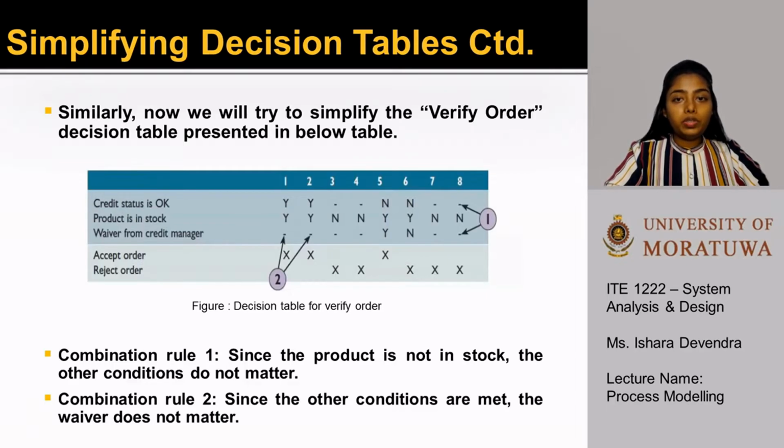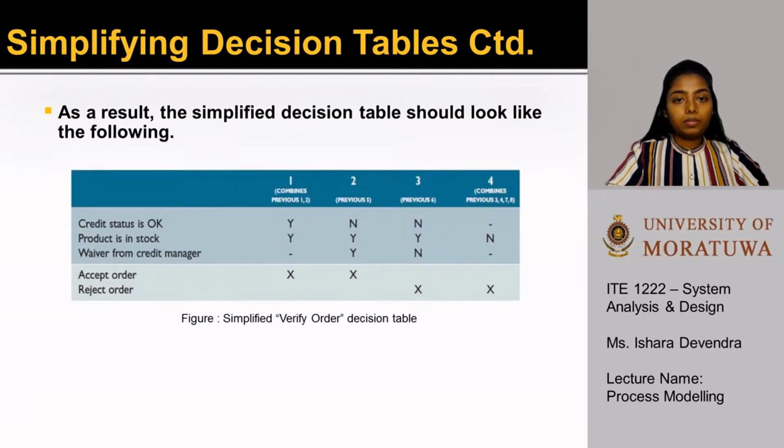Similarly, now we'll try to simplify the verify order decision table that we have already discussed in the previous slides. There are 2 combination rules that we can consider here. The first one is, since the product is not in stock, the other conditions do not matter. And the second combination rule is, since the other conditions are met, the waiver does not matter. So we'll see the result in the next slide.